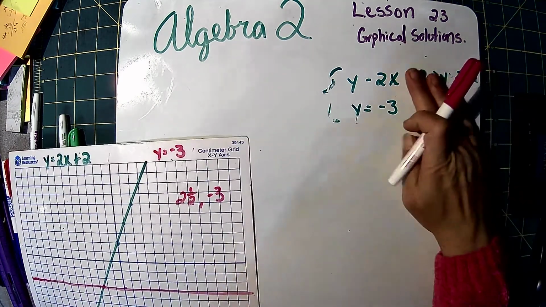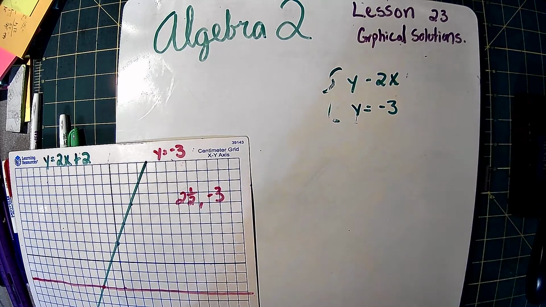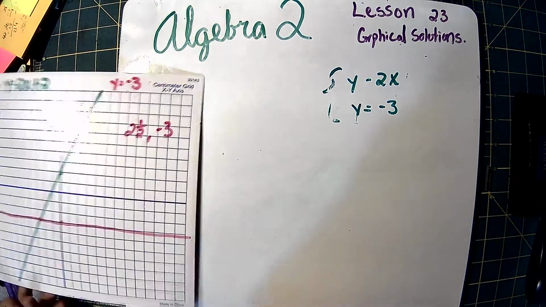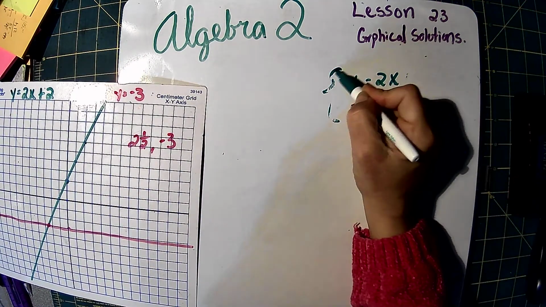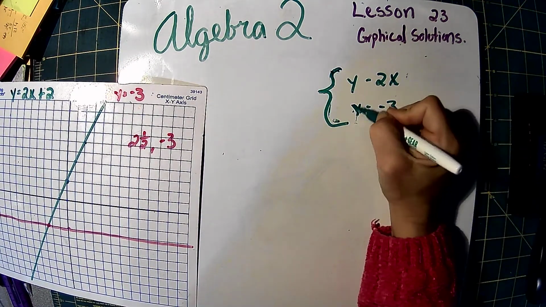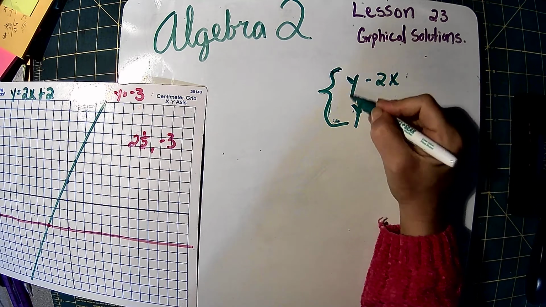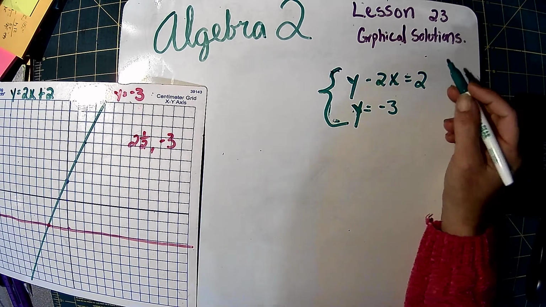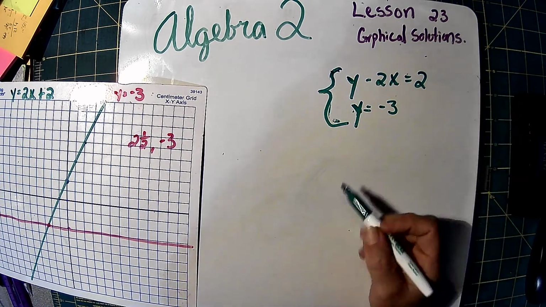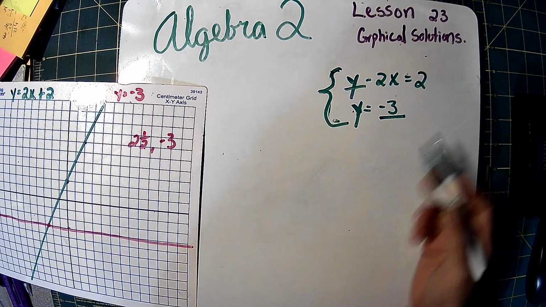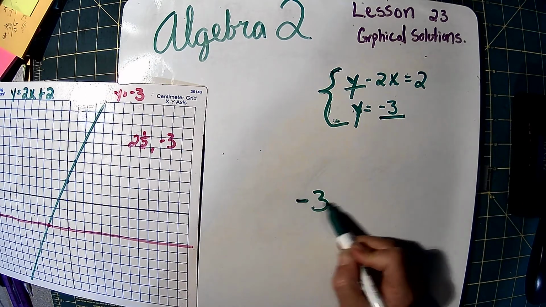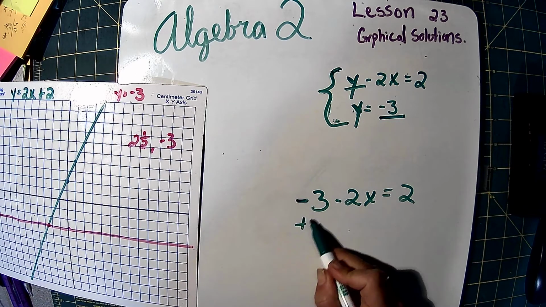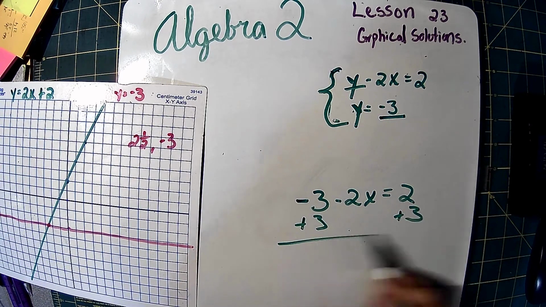All right, so then they want you to work the problem out to see if you were right. So here's what we have. Let me rewrite that. Here's our system. y minus 2x equals 2. And then y equals negative 3. So I can just substitute this value in right here. So I can say negative 3 minus 2x equals 2. And then I'm going to say plus 3.